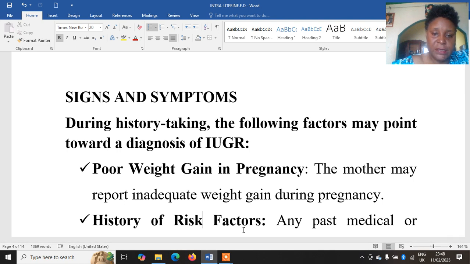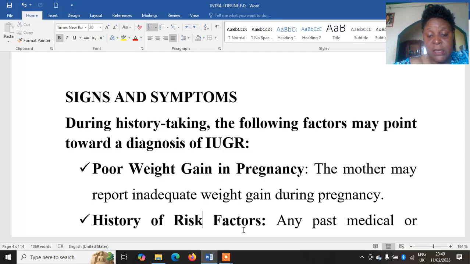So let us look at signs and symptoms which may lead us to start thinking about intrauterine growth retardation or growth restriction. Now, when a mother comes for antenatal, there are a lot of things we do. And among the history, the mother herself may report inadequate weight gain. Before we can even measure the weight, the mother can tell you that she feels like she's not gaining any weight, or that her pregnancy is not growing.